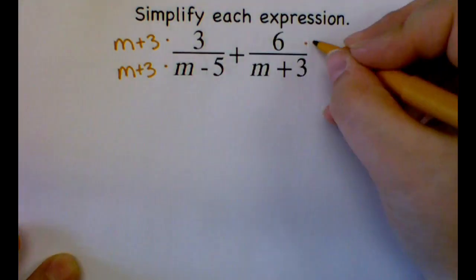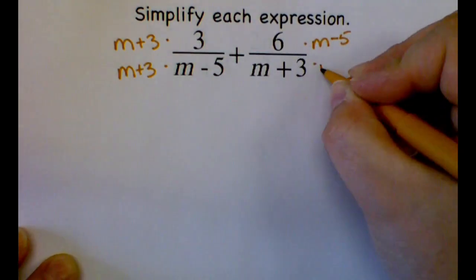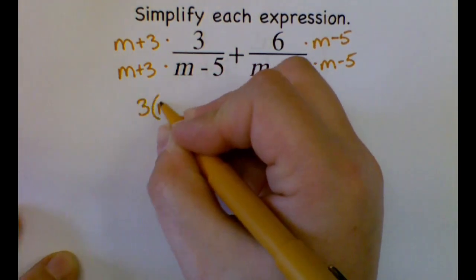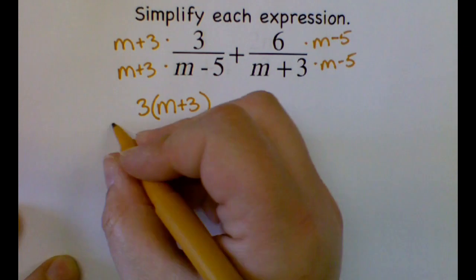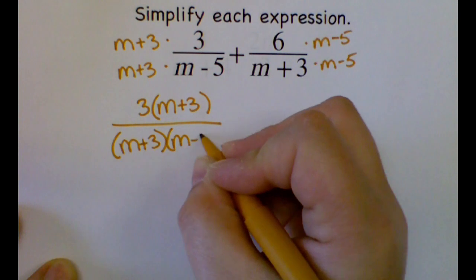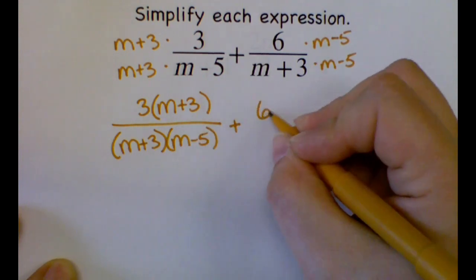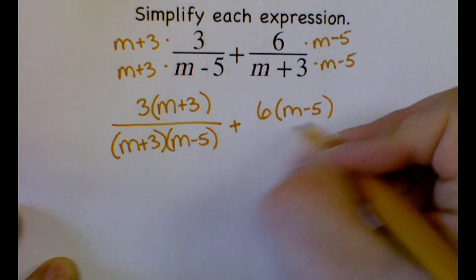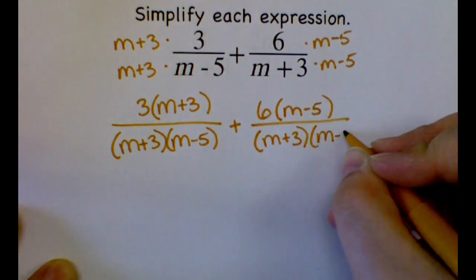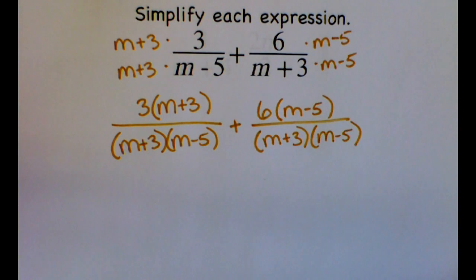And I'm going to multiply the second fraction by m minus 5. So in my numerators, I have 3 times m plus 3 over m plus 3 times m minus 5 plus 6 times m minus 5 over m plus 3 times m minus 5. I'm not going to actually multiply out my denominator because it'll make my life harder in the long run, but I am going to multiply out those numerators because I need to combine them.